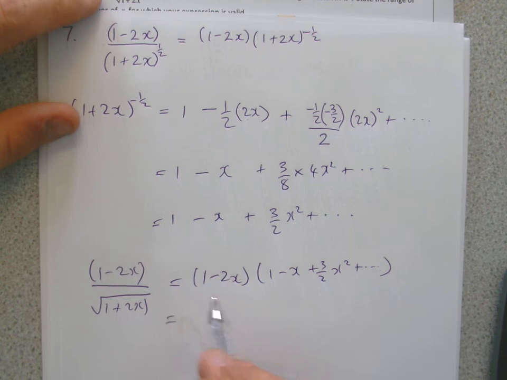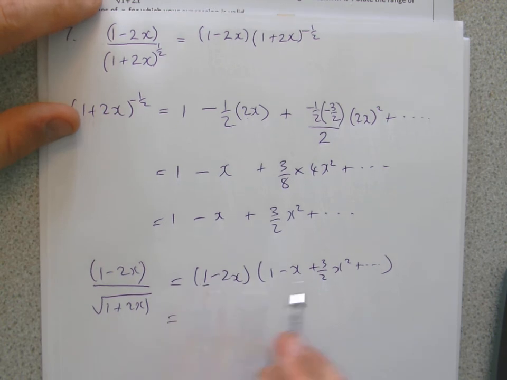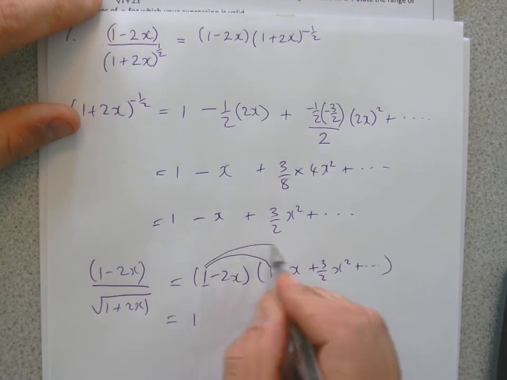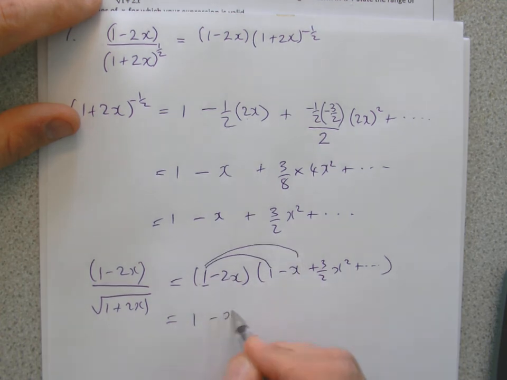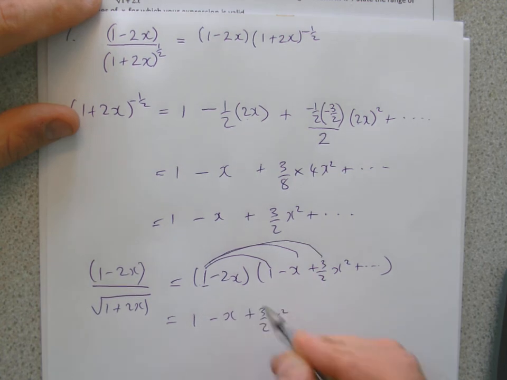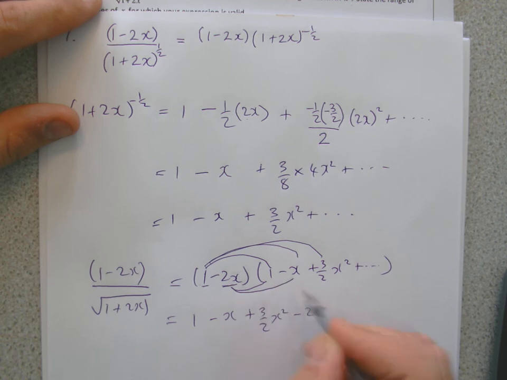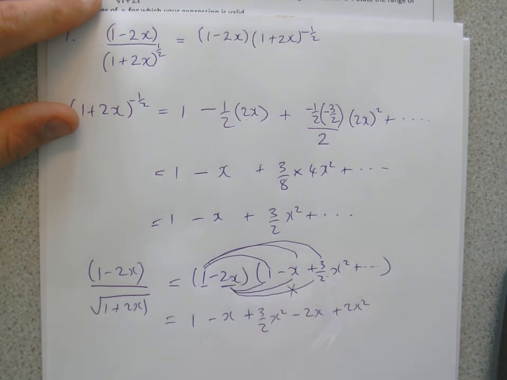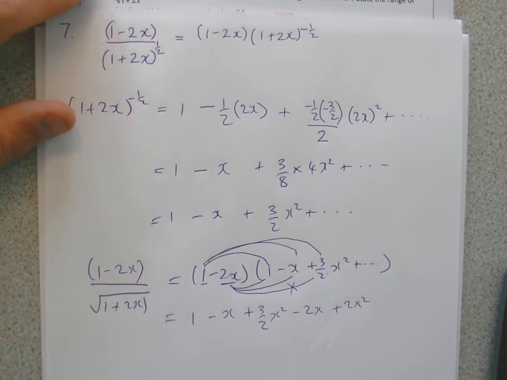So we'll go through, first of all, with a 1. We start with a 1 and multiply everything in here by 1. So you've got 1 times 1, which is 1, 1 times minus x, which is minus x, and then 1 times 3 over 2 x squared, which is 3 over 2 x squared. Then you focus on this: minus 2x times 1 is minus 2x, minus 2x times minus x is plus 2x squared. Notice this last term does not need to be done, because if I multiply this by this, I'll get an x cubed, so we can ignore that. It just doesn't need to be done.